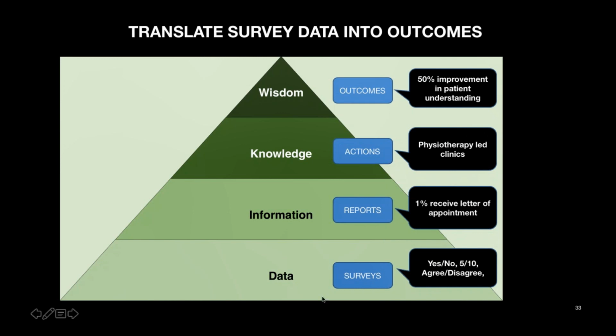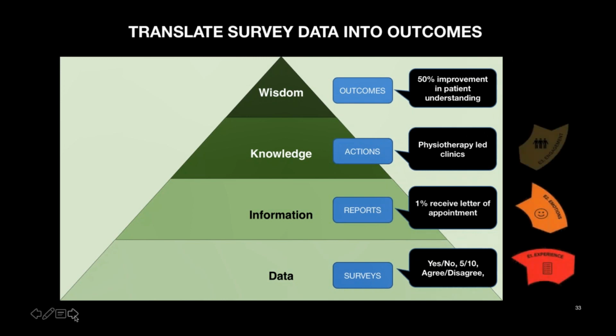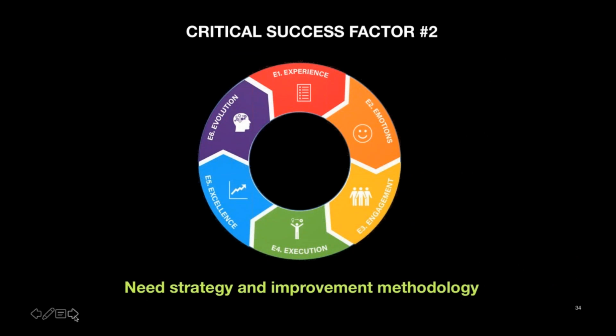You've got to go through this whole hierarchy of translating data into information and reports that are meaningful. Then that creates actions, right, in how you engage staff, which then ultimately results in wisdom and outcomes. And so most people don't understand the steps that they need to go through in order to create engagement and translate that survey data into outcomes. And we marry this up in that 6E process that I showed you earlier, from experience right up to execution and excellence. And this is where the strategy piece comes in.